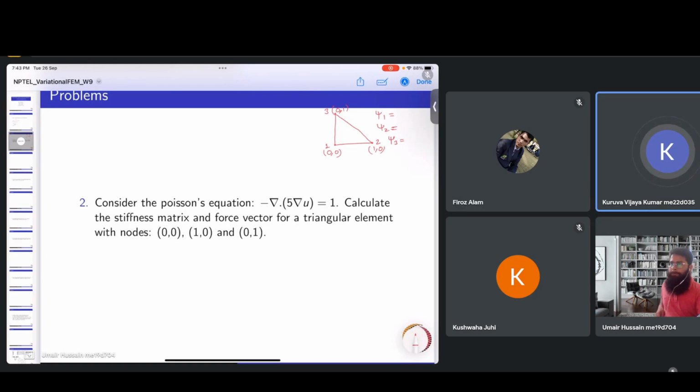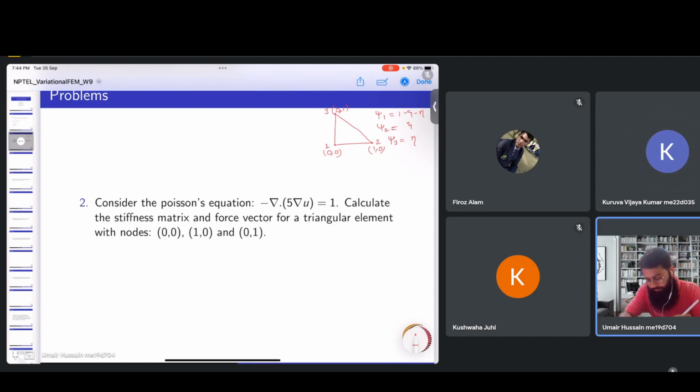So we are seeking the shape functions in parametric space, right? Like 1 minus xi minus eta. Yes. So this is for node 1, right? What about 2 and 3? I think xi and eta. Yes, correct. Okay, now to solve our problem, what should we do first?